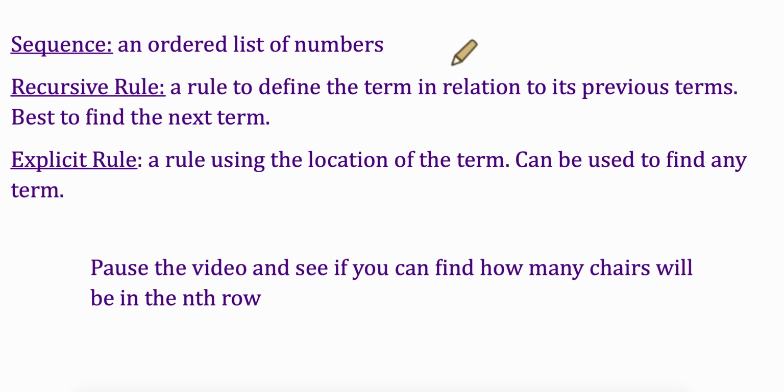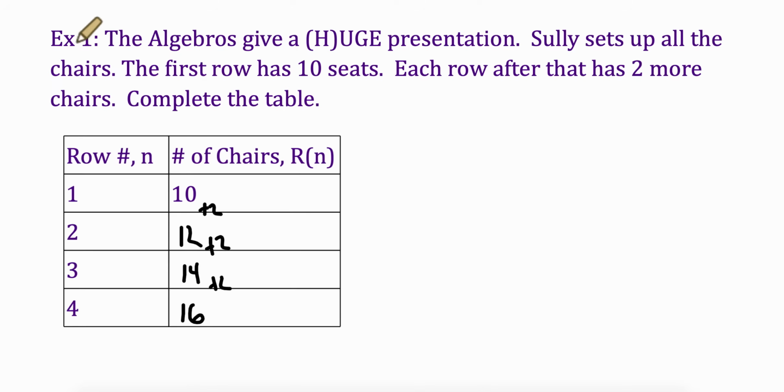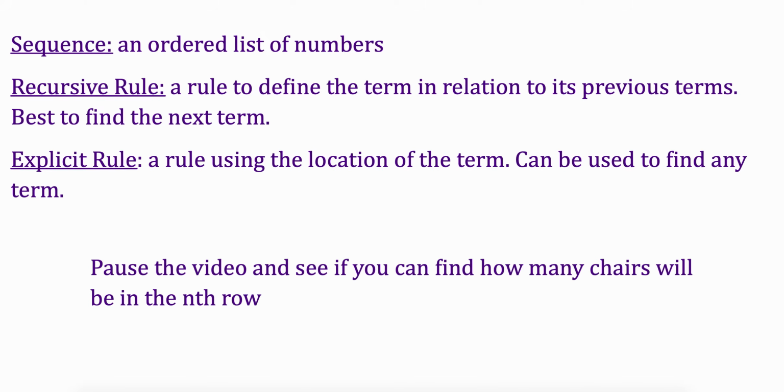So let's talk a little bit about that. What is happening here? So this is called a sequence. A sequence is an ordered list of numbers. In other words, it does matter what order we are in. Our first term is 10. Our second term is 12. Our third term is 14. They relate to each other. The fourth term is 16. The order of these things matters.